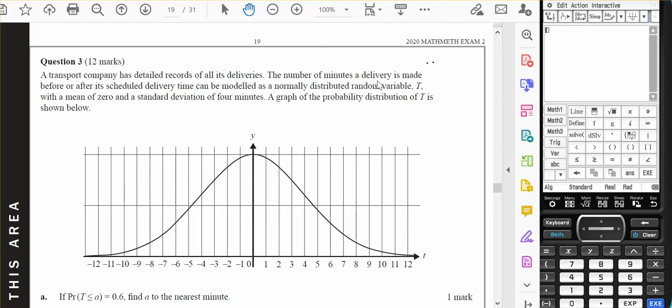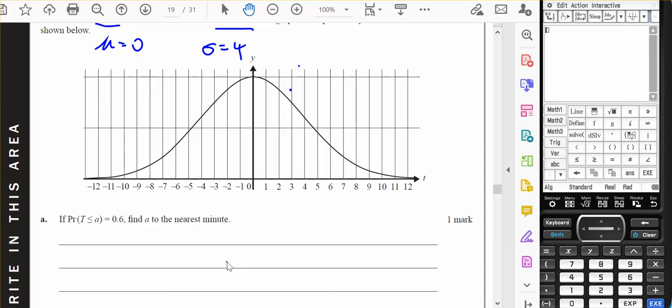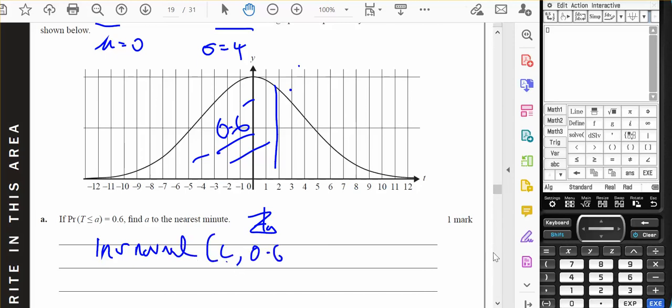Okay, question number 3. A transport company has detailed records of its deliveries, time, whether they're late or not, is normally distributed with a mean of 0 and a standard deviation of 4. So if the probability that T is less than or equal to A is 0.6, find A. So it's going to be the inverse normal, left 0.6, 4 and 0.